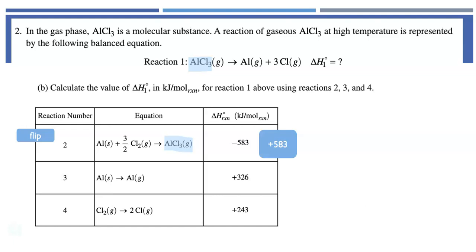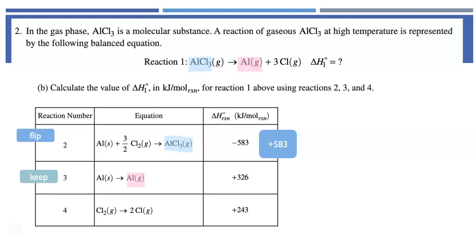The next species in reaction 1 is the aluminum gas. And the reaction that involves aluminum gas is reaction 3. Reaction 1 has aluminum gas as a product. I know it seems so weird to think about aluminum gas, but just run with it. And reaction 3 also has it as a product. They both have the same coefficient, so I don't need to do anything to reaction 3 as written. I'm just going to keep it as it is.